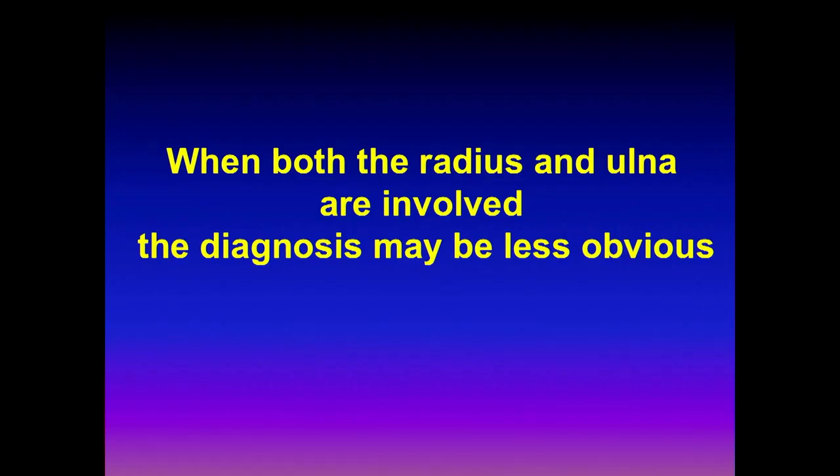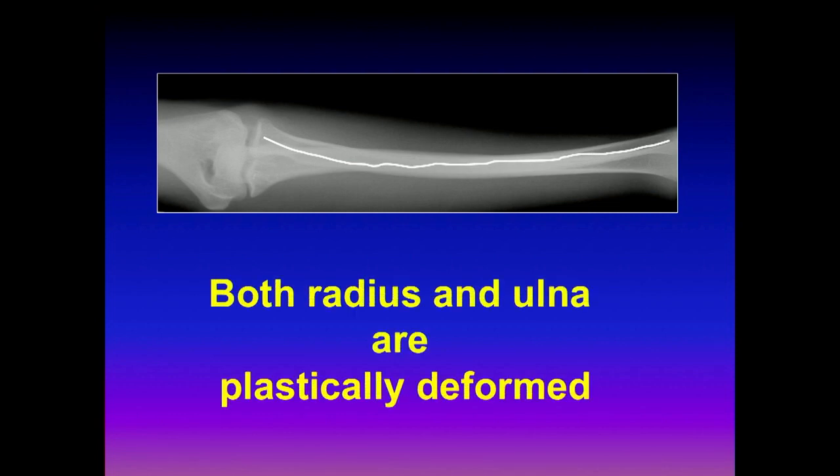Now, if both of them are plastically deformed, the diagnosis may not be obvious. This patient lost rotation and had pain in the forearm, but the emergency room doctor says, I don't think it's fractured. But you can see that there is plastic deformation, and the other key that you have a problem is what? Pronation. Yeah, loss of rotation. So it's a rotational malalignment when you get plastic deformation. Okay, so both the radius and ulna are plastically deformed.